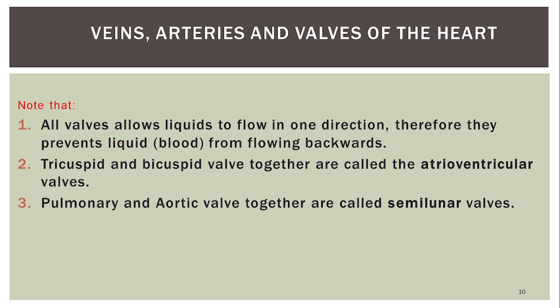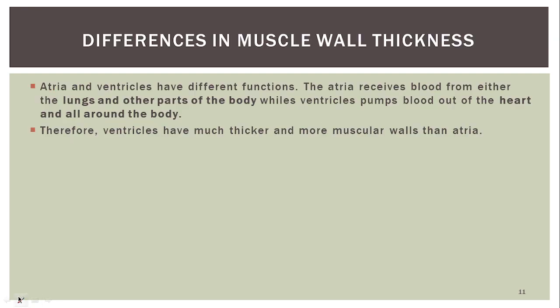Alright. Then tricuspid, yeah, we looked at atrioventricular and semilunar. Now, difference in muscle wall thickness. Atria and ventricles have different functions indeed. The atria receive blood from either the lungs and other parts of the body, whilst ventricles pump blood out of the heart and all around the body. Therefore, ventricles have much thicker and more muscular walls than atria.